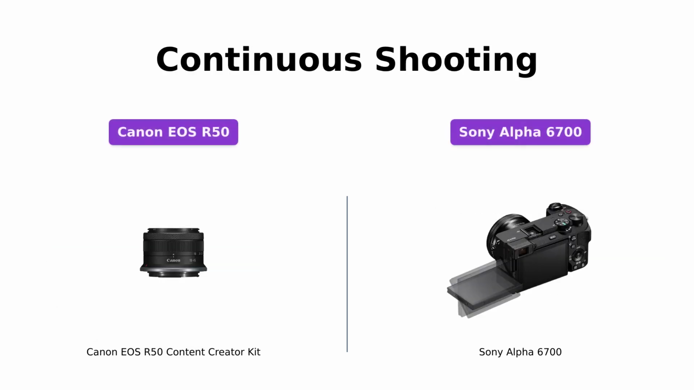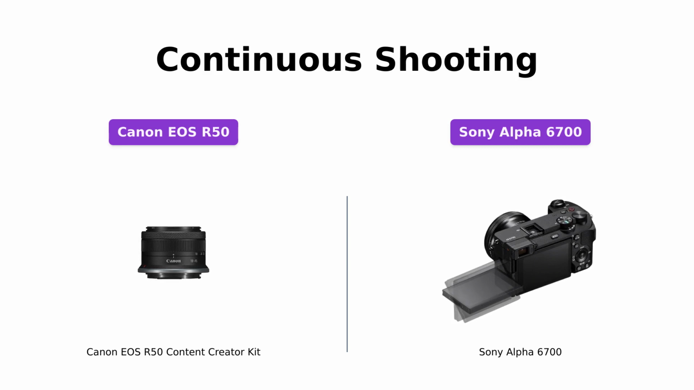For those who need to capture fast-moving subjects, both cameras offer impressive continuous shooting capabilities. The Canon EOS R50 can shoot at 12 FPS with electronic first curtain and 15 FPS with electronic shutter, allowing you to freeze any moment with ease.